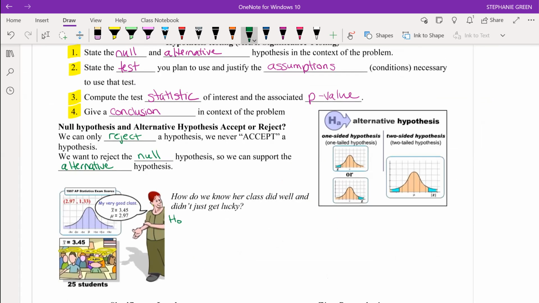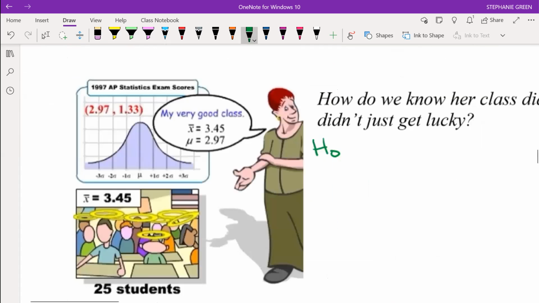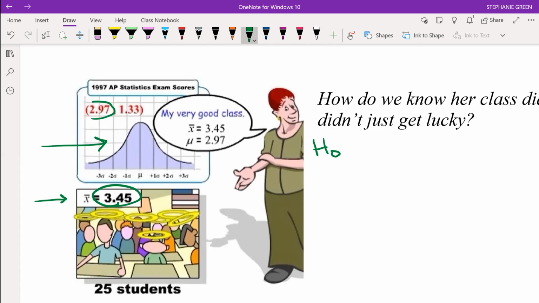Okay, so for this example down here with this AP Stats teacher, this is the distribution of all the AP Stats scores for the entire nation in 1997, and this is what the mean score for her students was. You can see this 3.45 is generally much higher than this 2.97 here.